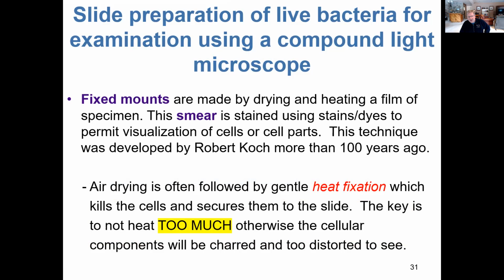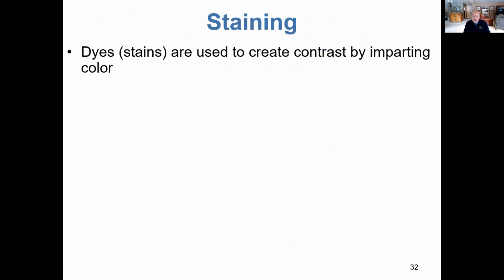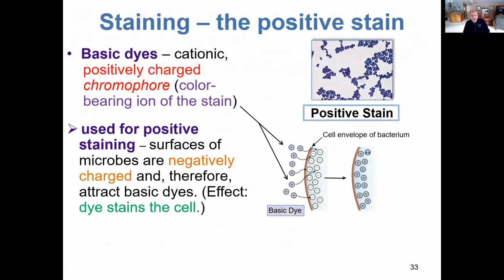So Robert Koch, our German bacteriologist that we talked about in chapter 1, really is noted for his staining techniques that he established back in the 1800s, and we use many of those same techniques today. So we're going to be using all different kinds of stains or dyes. Different dyes are used in different ways to bring out different features within the bacteria that we want to take a look at. And the first type of stain I want to talk about is called the positive stain.